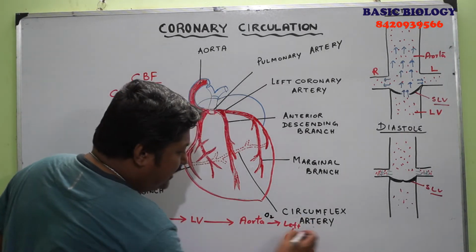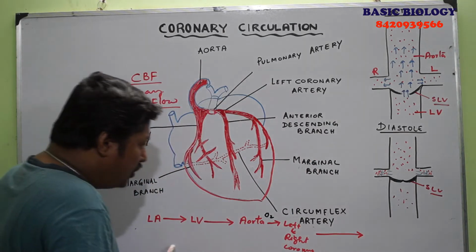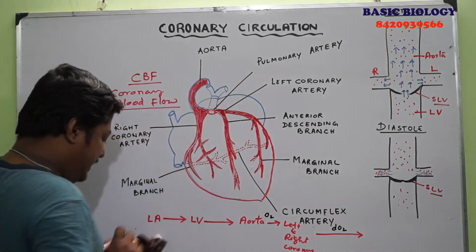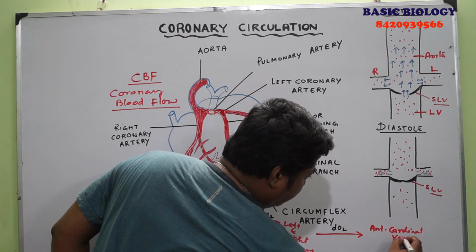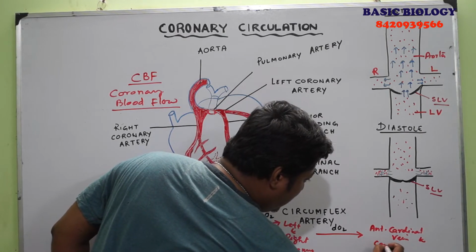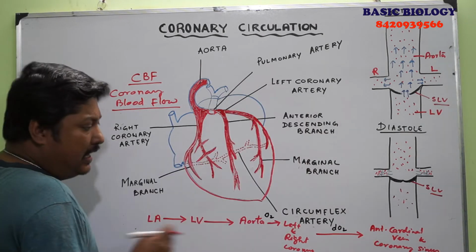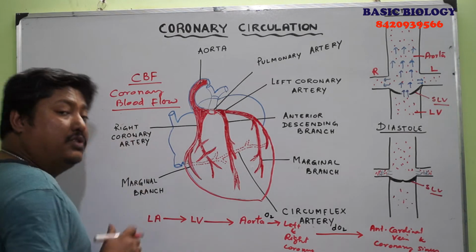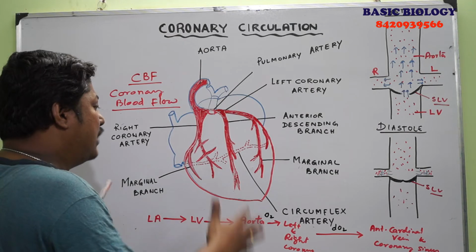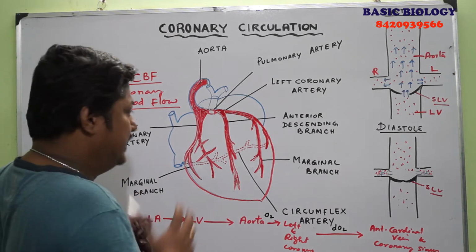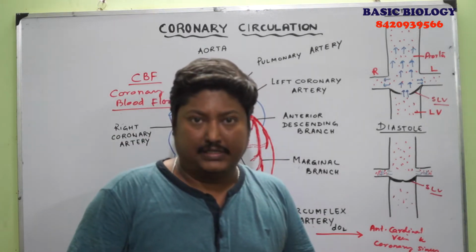Now, from the left and right coronary arteries, it circulates throughout the heart, and then the deoxygenated blood from the heart, via the anterior cardinal vein and coronary sinus, enters into the right atrium, and from this right atrium it enters into the pulmonary circuit. So in this way the entire circulation process occurs within the heart. Now let's have a look into the peculiarities of coronary circulation.